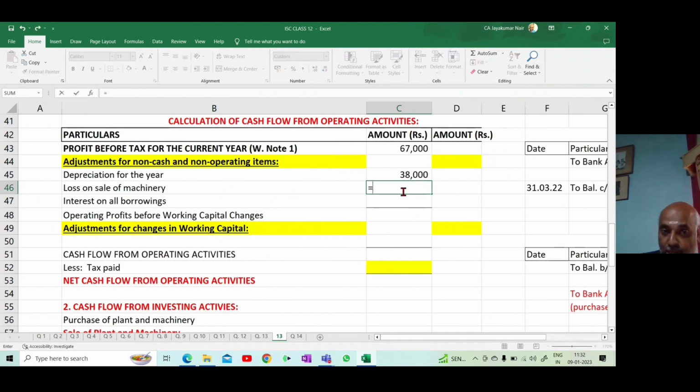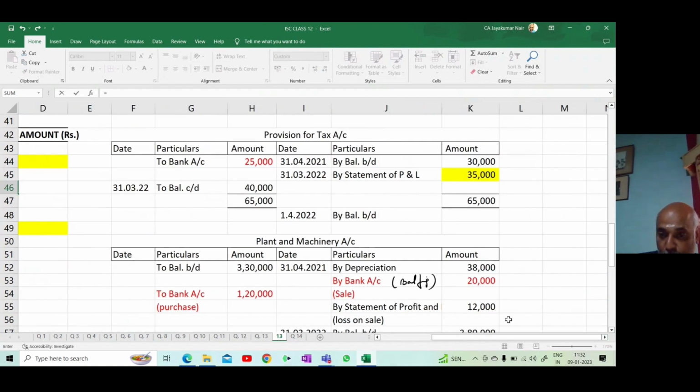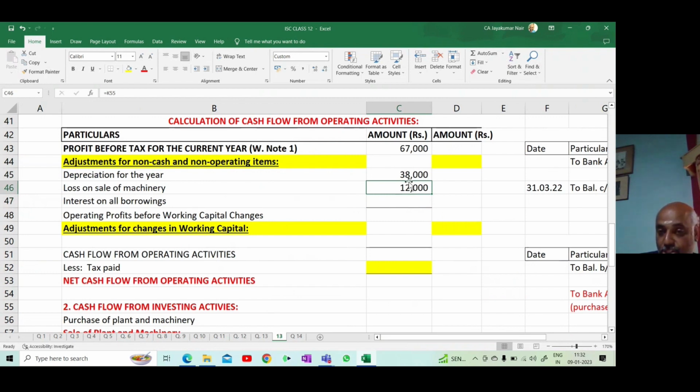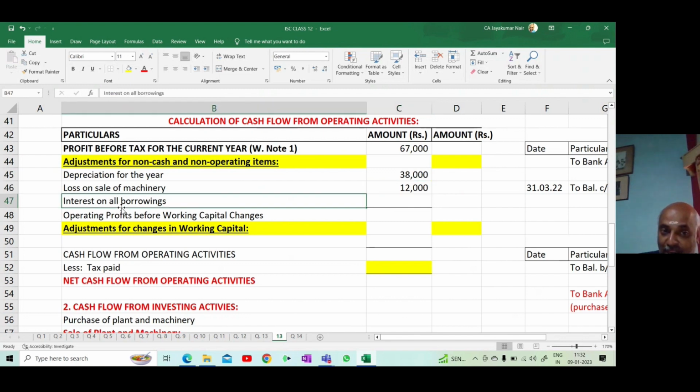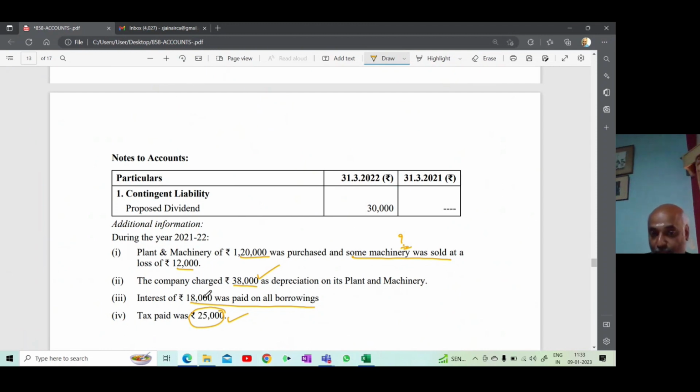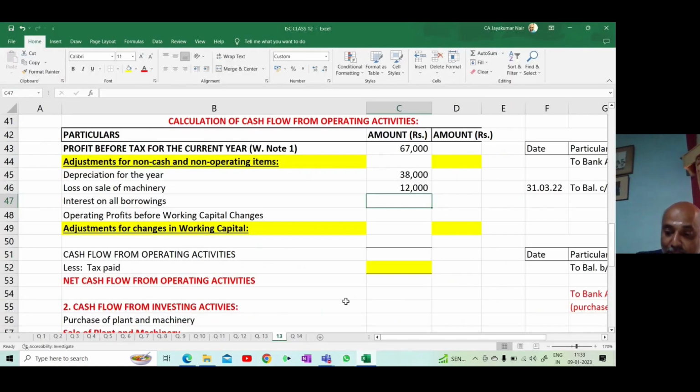Loss on sale of machinery, that loss you have to add back because this is a non-operating item. It's not an operating loss. Then interest on all borrowings. How much is the interest on all borrowings? It is given in the question. Interest paid on all borrowings is 18,000. So 18,000 you have to add back because this is interest paid on all borrowings. This is a financing activity, not an operating activity. So it's non-operating. Therefore, you are adding back.